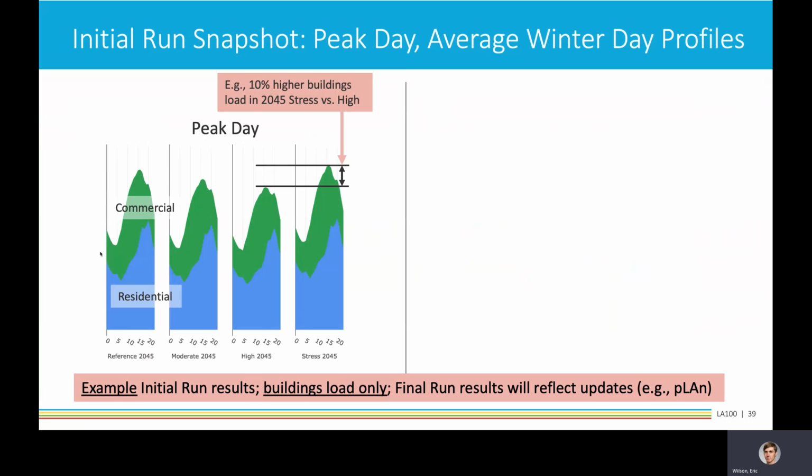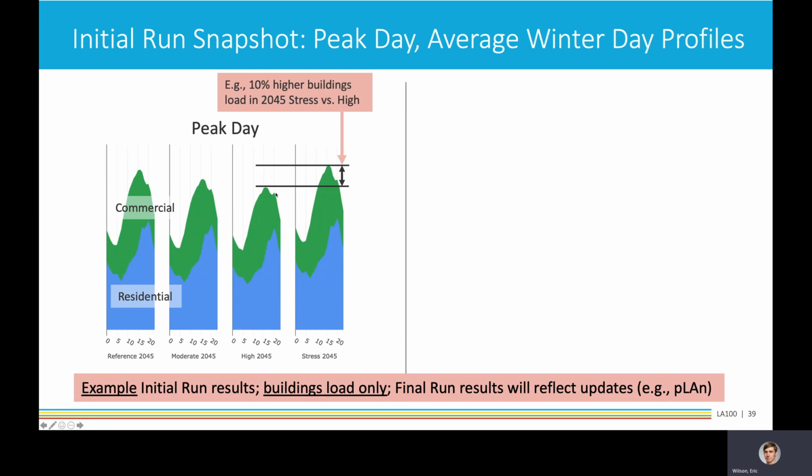And finally, I wanted to show some example results from the scenarios. So we can look at peak winter day profile for the residential and commercial sectors. And so this is at 24 hours for the average winter peak day for the 4 different scenarios: reference, moderate, high, and stress in the year 2045.